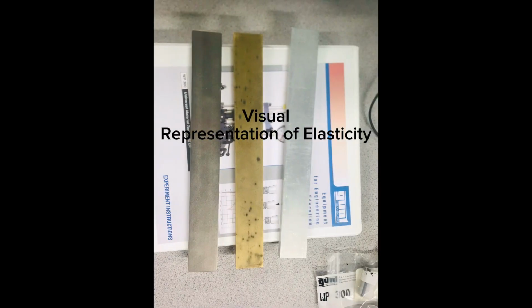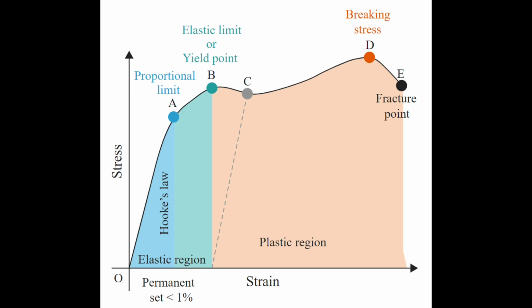Virtual representation of elasticity. The elastic region is the place where the material can undergo elastic deformation and withstand a certain load while keeping its original shape. The elastic limit, as indicated in the graph, refers to the maximum point at which a material can bear certain loads but should not exceed that particular point.